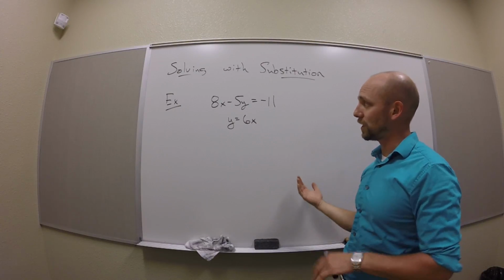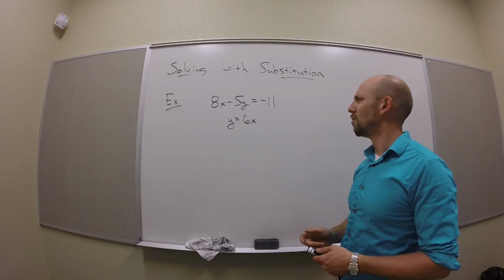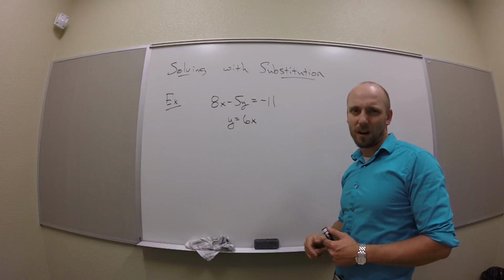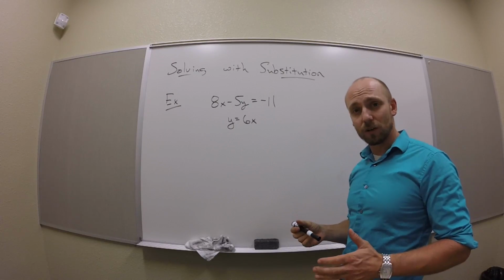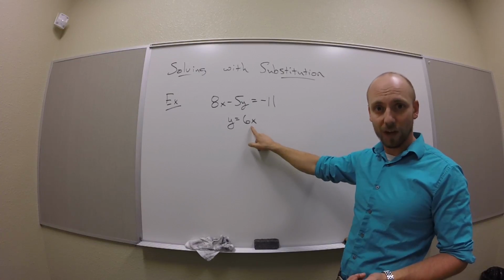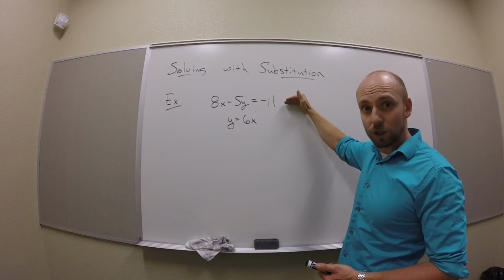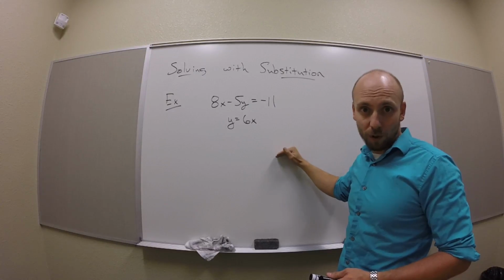So I could try to graph these and fiddle around and maybe get lucky and find the intersection point, but that might not happen. So there's an easy way to do this. All you gotta do is notice, okay, they tell me what y is in terms of x, right? So I'm gonna use that information in the first equation to find what x is.